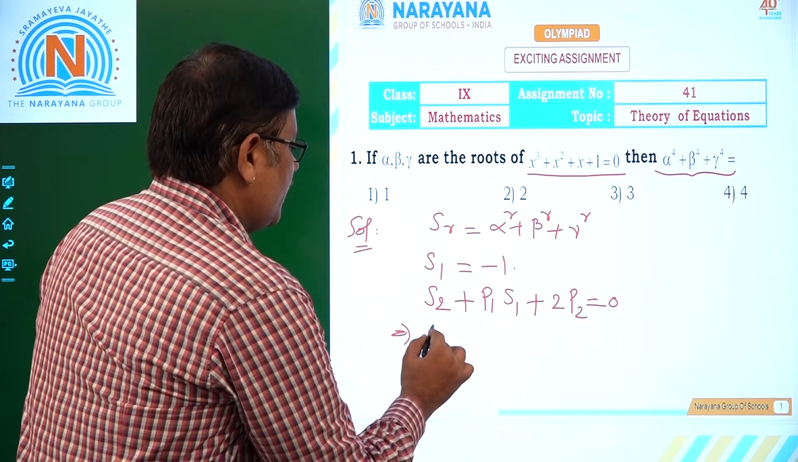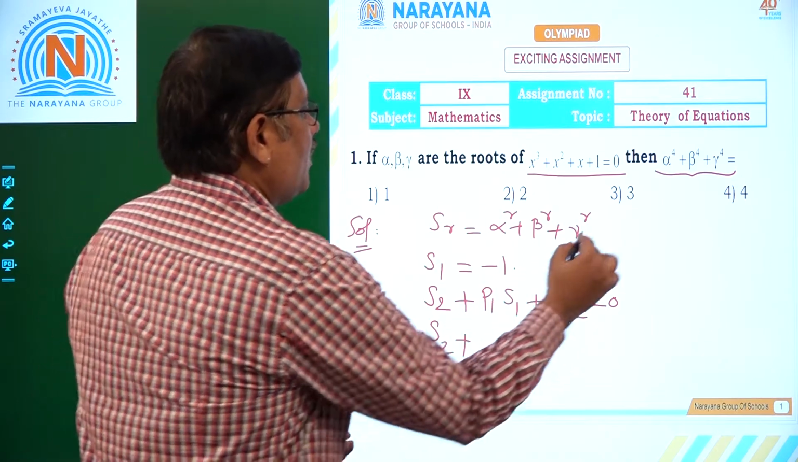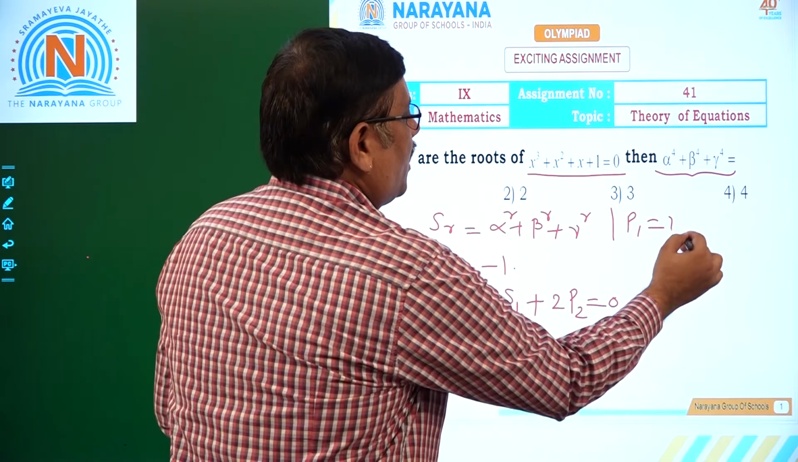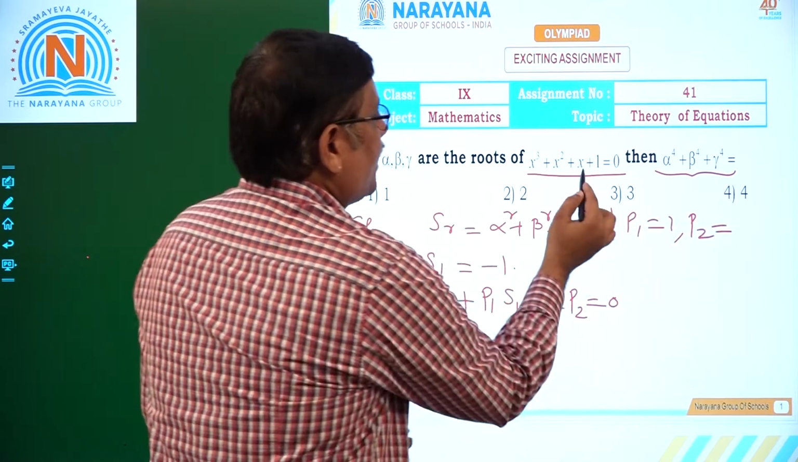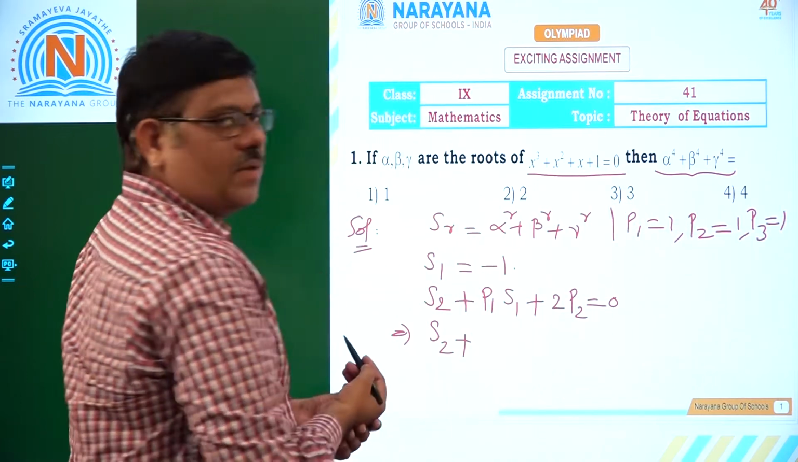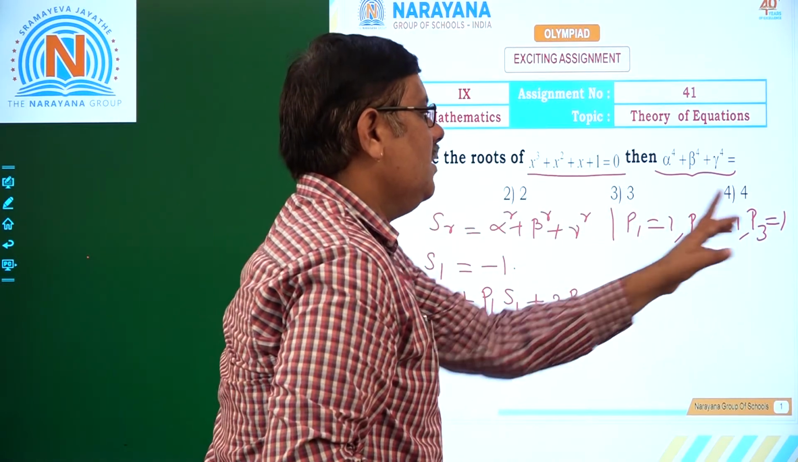That is S2 plus P1. What is P1 here? P1 is the x square coefficient, 1. P2 is the x coefficient, that is also 1. P3 is the constant term, that is 1. P1 is 1, P2 is 1, P3 is 1.